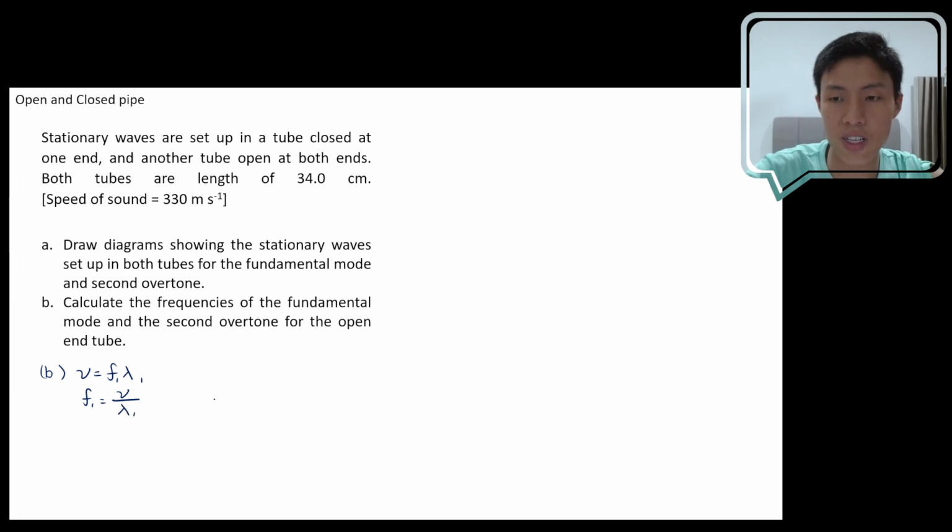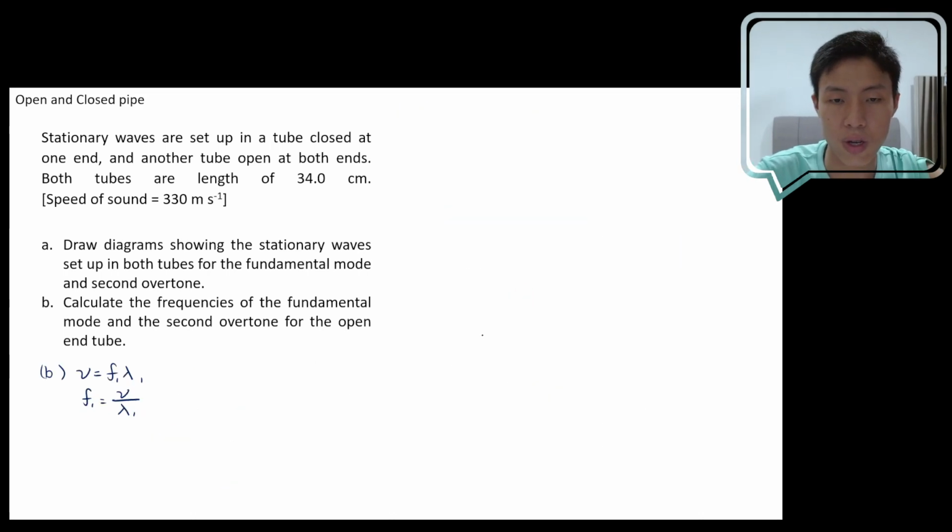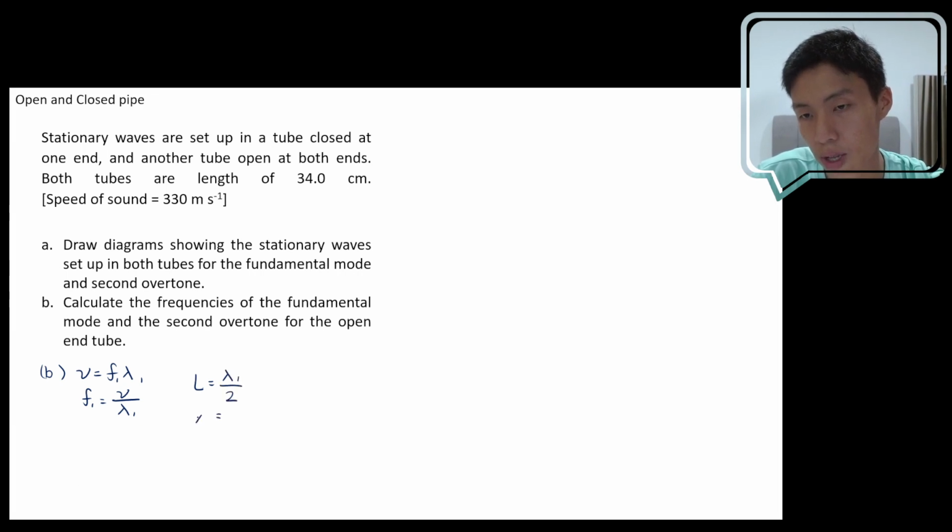Let's determine the relationship for fundamental for open-end tube. This is open-end tube fundamental. We see that L is equals to lambda over 2. Okay, L is equals to lambda over 2. You can put in lambda 1 over 2, no problem. So lambda 1 is equals to 2L, and therefore rearrange the equation to be F1 is V over 2L.